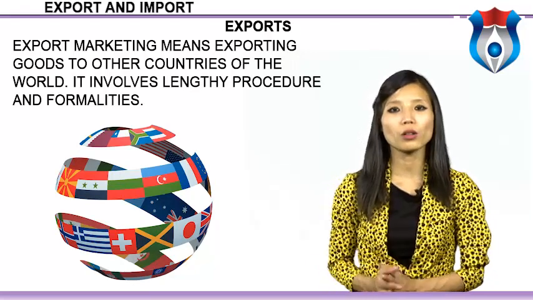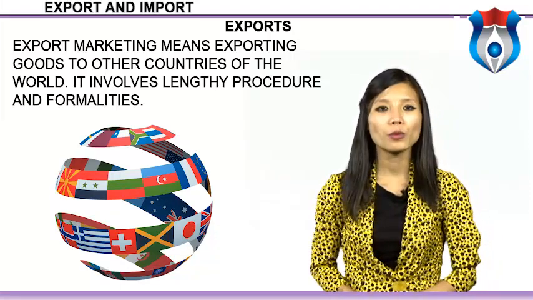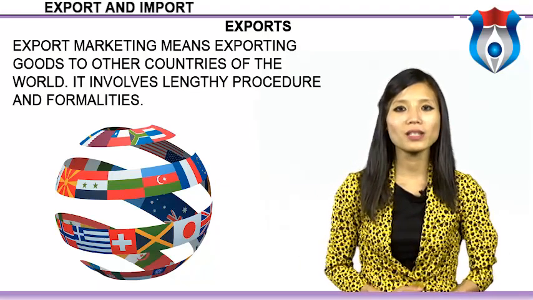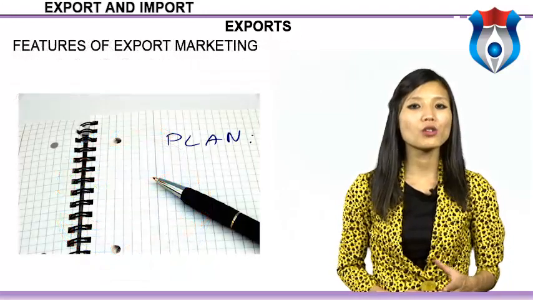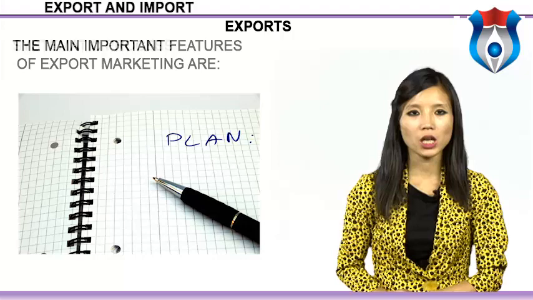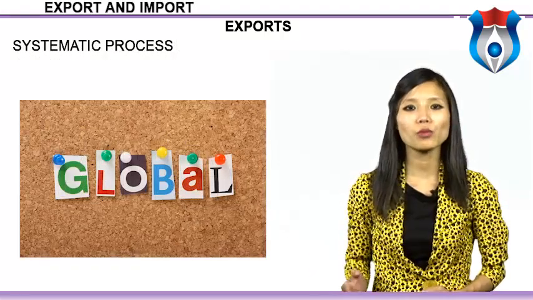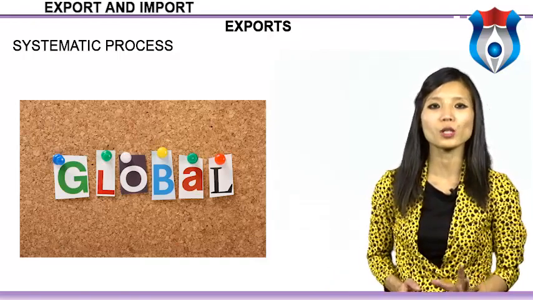According to B.S. Rathore, export marketing includes the management of marketing activities for products which cross the national boundaries of a country. Export marketing means marketing of goods and services beyond the national boundaries. Features of export marketing. The main important features of export marketing are systematic process. Export marketing is a systematic process of developing and distributing goods and services in overseas markets.